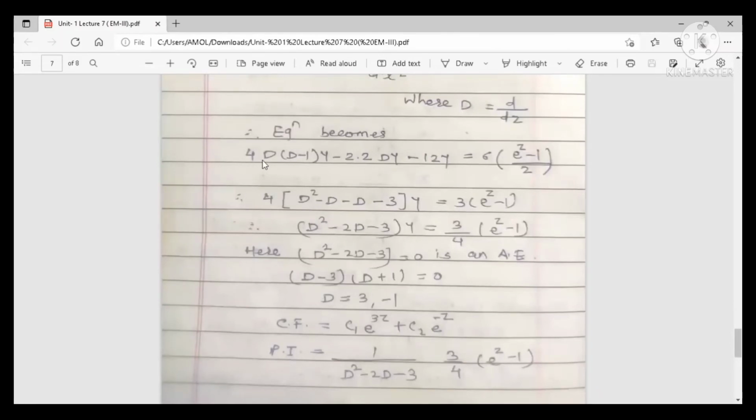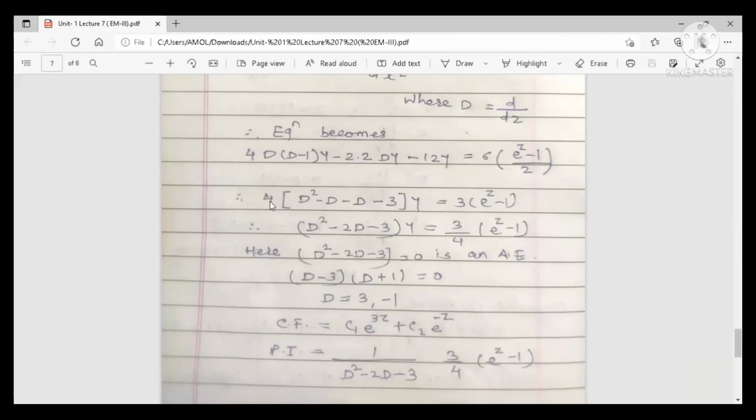Now in the LHS, every term contains a multiple of 4, so we can take 4 common. Also y is common, so take it common. So 4 common, the remaining terms are D square minus D. Y is also common. So the middle term is minus D only here. Minus 12, 4 3s are 12, 4 is common, so the remaining term is 3. Bracket complete into y is equal to 3 into e raised to z minus 1.